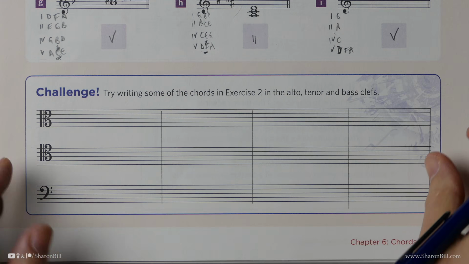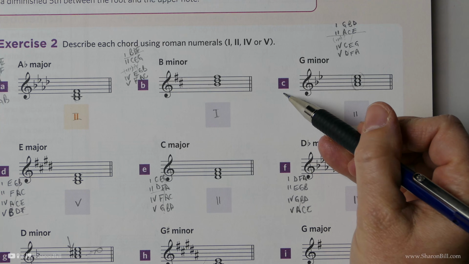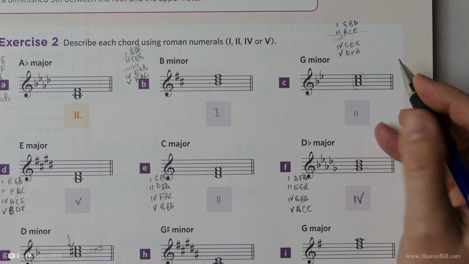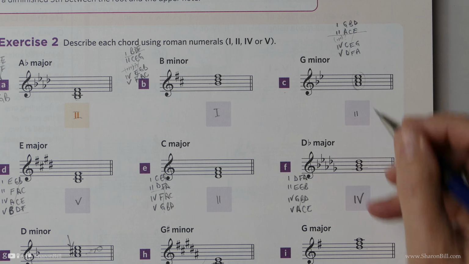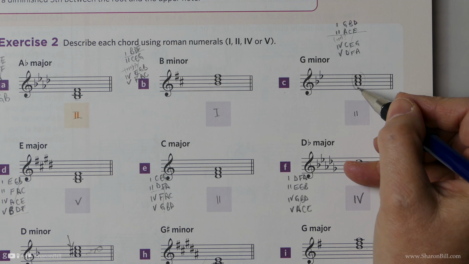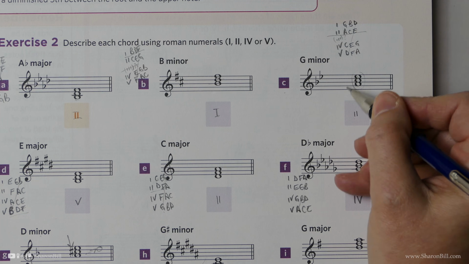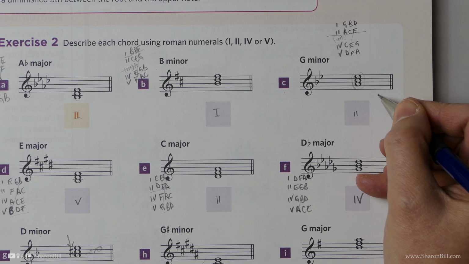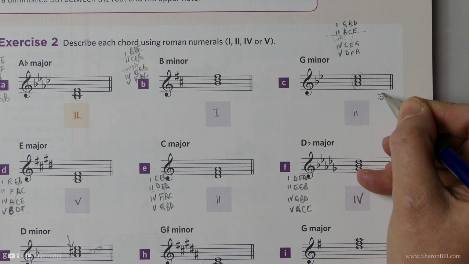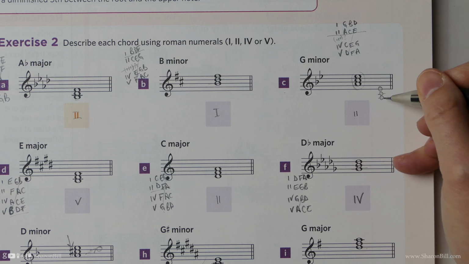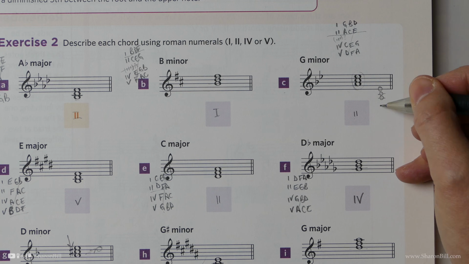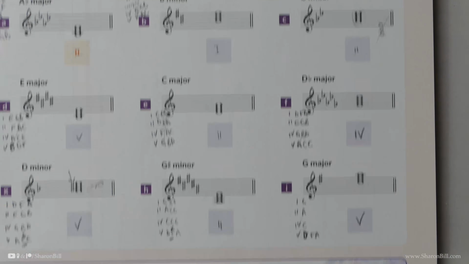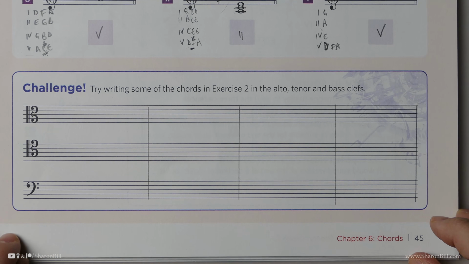So let's start with G minor. We'll do this chord 2 in G minor, and of course you could pick any octave that you like, but I'll write these at pitch here exactly. So this chord here, A, C, E, could be written A, C, E like that, couldn't it? Just dropping the octave, but we're going to keep to exact pitch and create these chords exactly in different clefs.